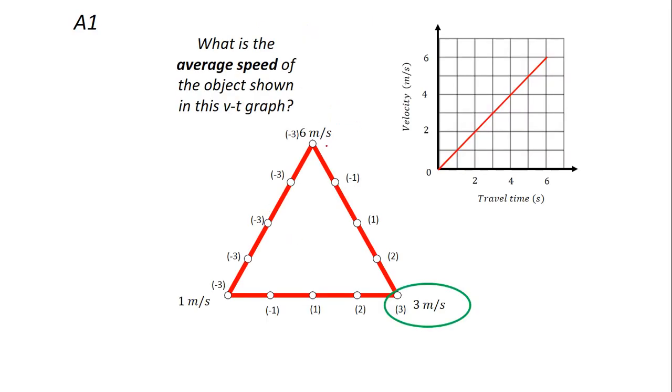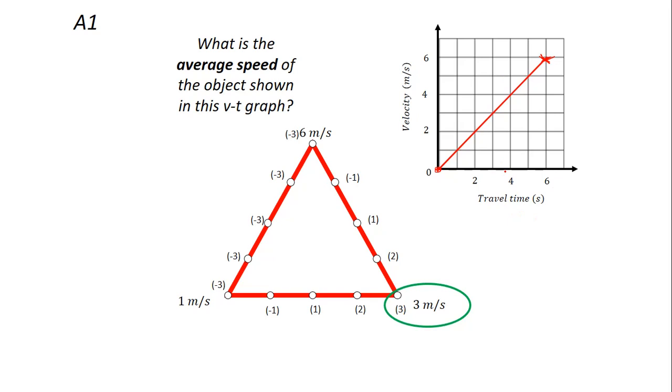The average speed shown in this velocity time graph, well, it starts off at 0 meters a second and it speeds up, it accelerates uniformly 1 meter a second every second. So after a second, it's at 1 meter a second. After 2 seconds, it's 2 meters a second. And it gets to 6 meters a second. It starts off at 0, it ends up at 6. The average is just halfway.